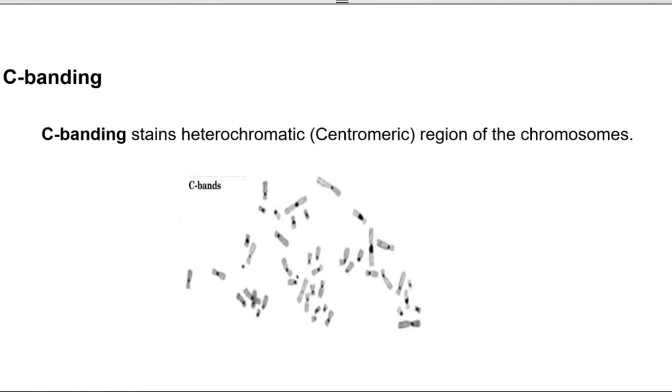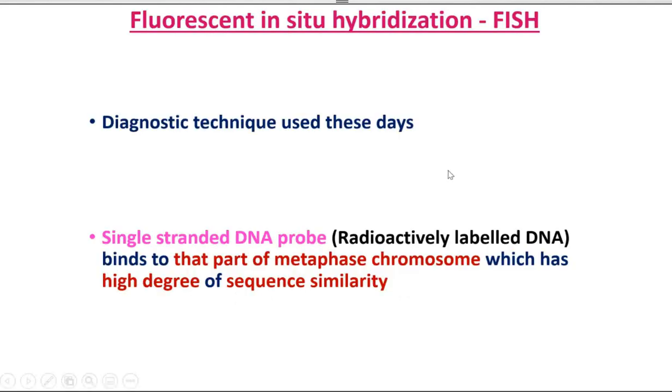Then the fourth example is that of C banding. C banding will stain the heterochromatic region, and as all of you know, the heterochromatic region is present in the primary constriction area, the centromeric area. So it is going to stain the centromeric area, or for that matter, any heterochromatic areas present in the chromosome.